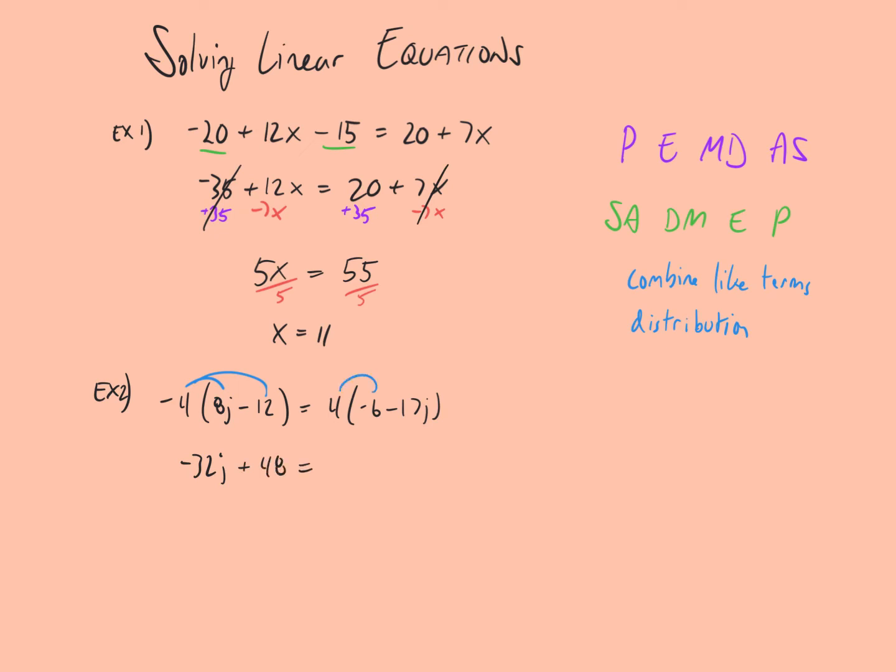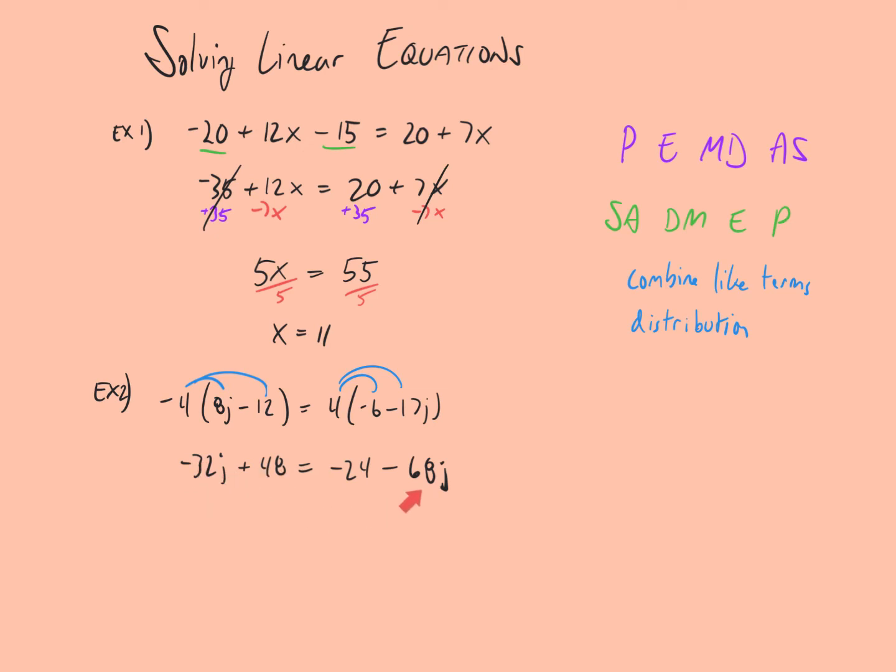And then distributing on the right side. 4 times negative 6 would be negative 24. 4 times 17 would be 68, so negative 68 j's. So I'm all done distribution. Both sides are as simple as I can make them.